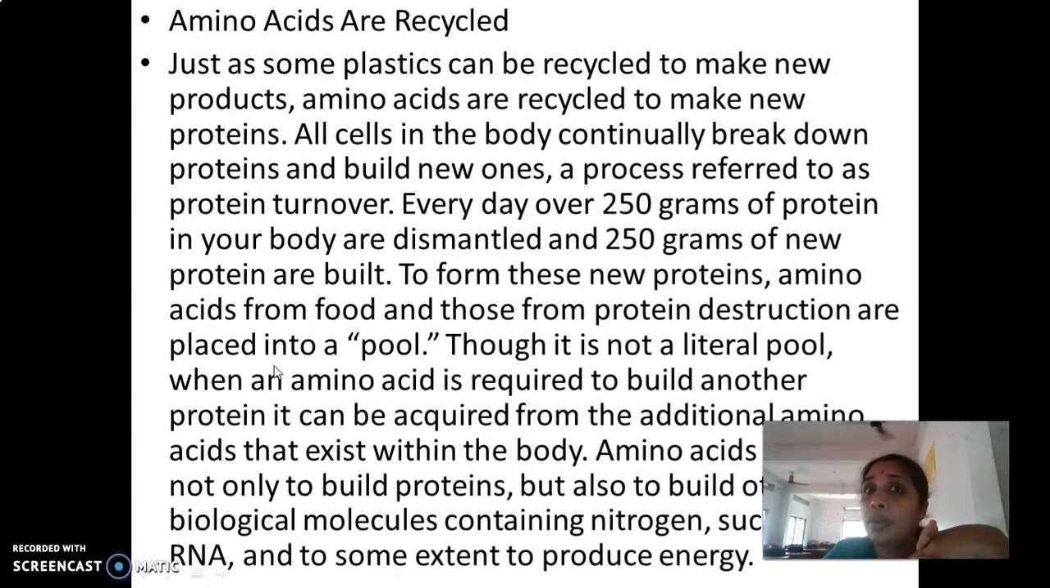Like that of cholesterol also, right? A normal adult in a day will have around 1 gram of cholesterol: 500 milligrams come from the diet, and 500 milligrams will be synthesized by the body. The same 1 gram we will also be excreting. That's how homeostasis is maintained. Similarly, proteins also, around 250 grams of proteins are broken down daily, and the same amount will be synthesized also.